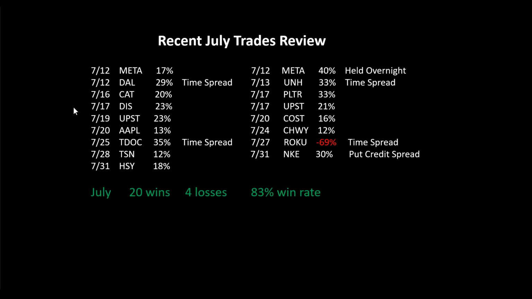Okay, and here's some July trades. Same kind of information here. This was a Meta we held overnight for 40%, UNH for 33%. So you see the percentage gains are very, very consistent. Generally you can figure you're going to get 20, 30, 35%. If we're intraday, we try to get 20 to 30% generally, and then take that risk off for the rest of the night. Okay, so that's just kind of an overview.